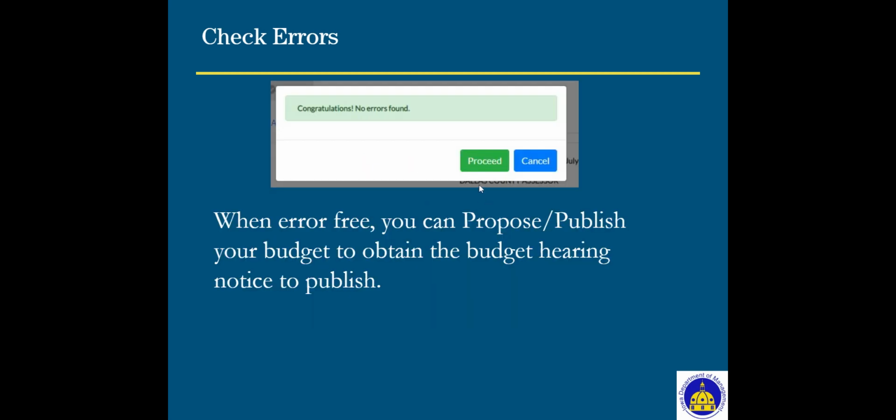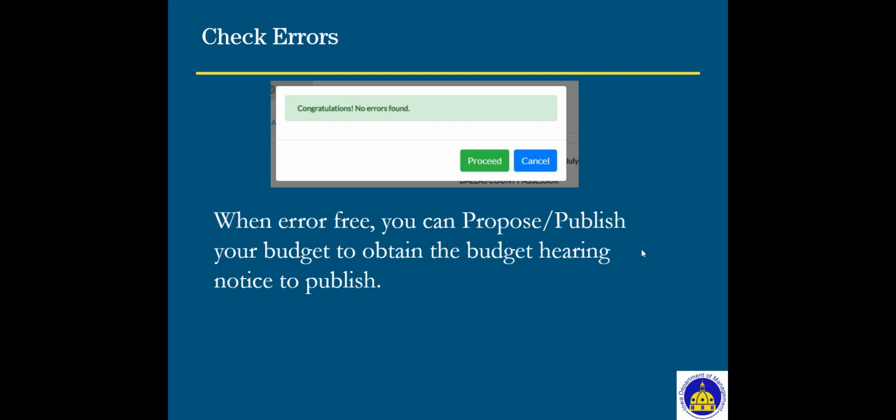If you run your errors check and you see the following green notification, of course, it's telling you that the system sees no errors in your budget. Keep in mind, this doesn't mean that your numbers are necessarily correct, but it does mean that you're not exceeding, for instance, your levy limits. You have completed the budget form itself. You're not missing any particular data. It's not a judgment on the content of your budget itself.